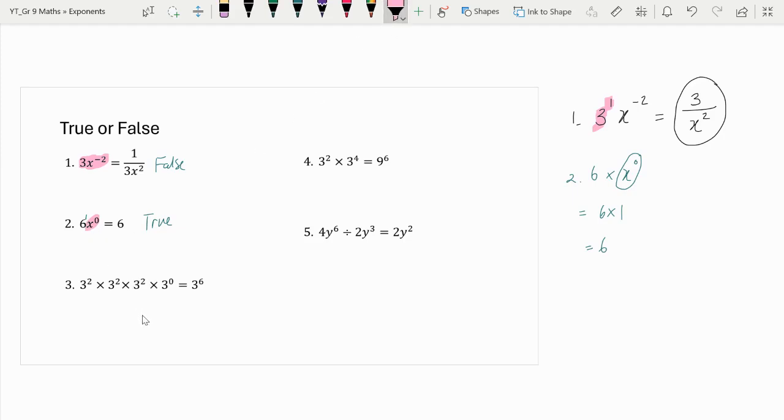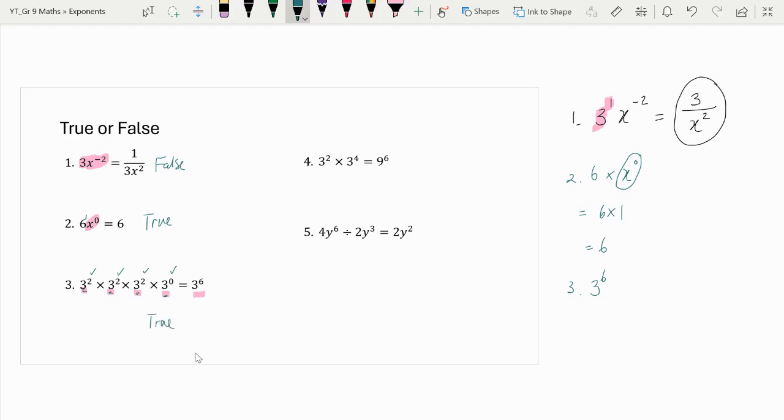Then number 3. What do you think? True or false? We've got 3 squared times 3 squared times 3 squared times 3 to the power of 0. And it's saying 3 to the power of 6. Well, before we comment, let's actually just work it out. Our bases are the same and we're multiplying. Remember, we're recapping some of our laws of exponents. So that means that we can add our exponents. So it will be 2 plus 2 plus 2 plus 0, which would be 3 to the power of 6. So I can agree with that.